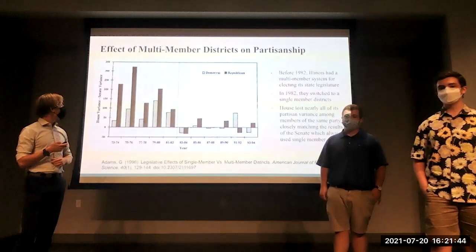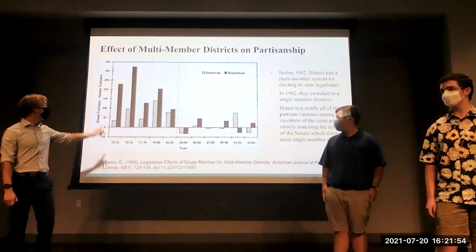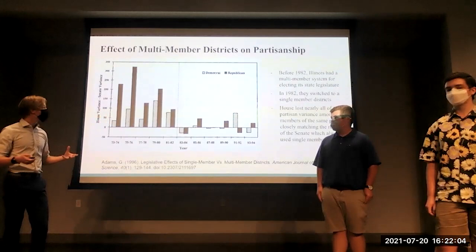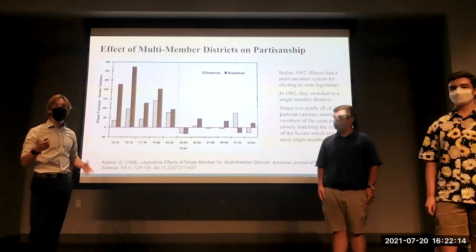So Illinois had this system in place before 1892, and it allowed for a lot of diversity and ideology in the members of the Illinois House. If you see on this side, there's a lot of variance in ideology because people could find a little niche spot in their district and only win that number of votes, but still get a seat. However, when they got rid of that practice, the ideologies became much more similar to the rest of the party because they had to match the party platform to win a seat. So take that as you will, whether it's a good thing or a bad thing, that's up for you to decide.